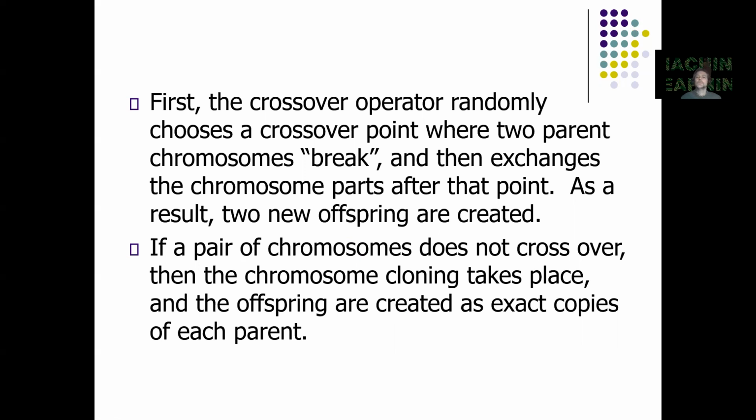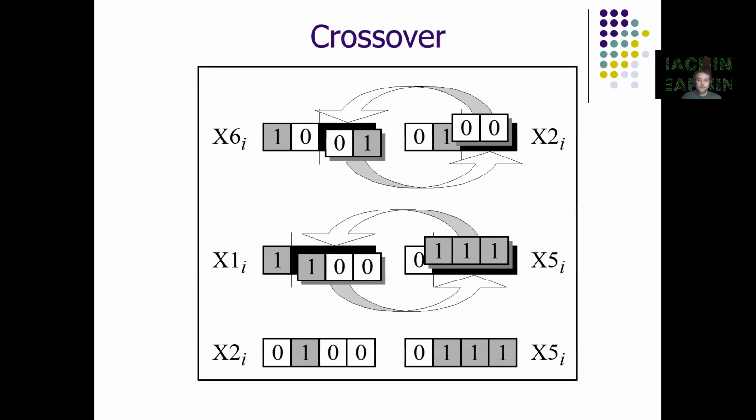If the pair of chromosomes does not crossover, because it's possible, we said that there's a crossover rate, so we apply crossover with some kind of probability. So if the crossover does not work, then chromosome cloning takes place, which means that the offspring are created as exact copies of the parents, similar to the scenario that I presented in my previous example.